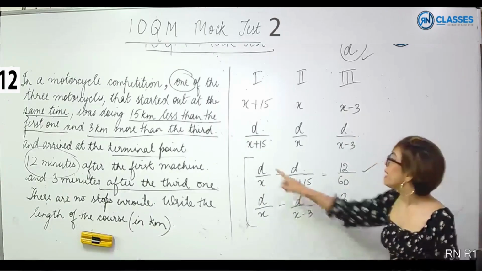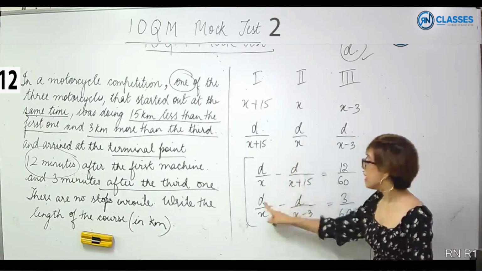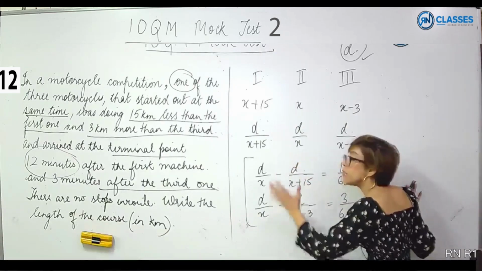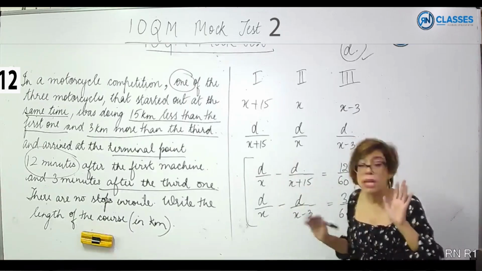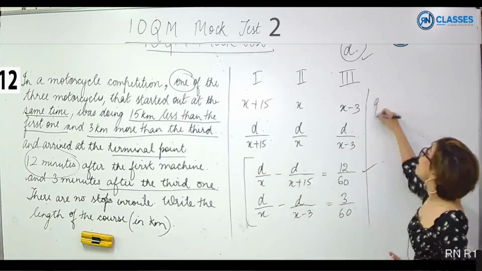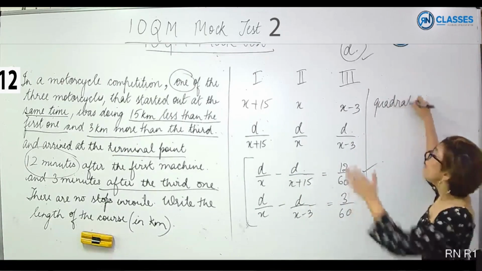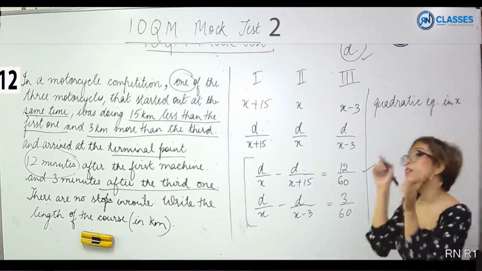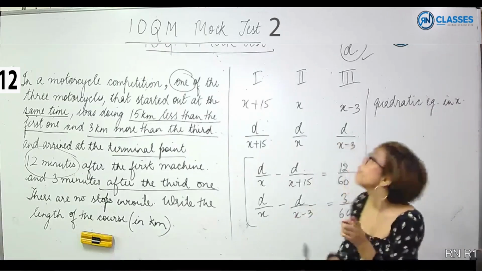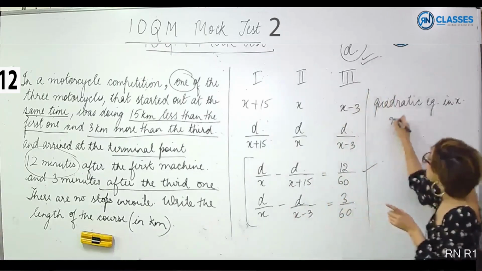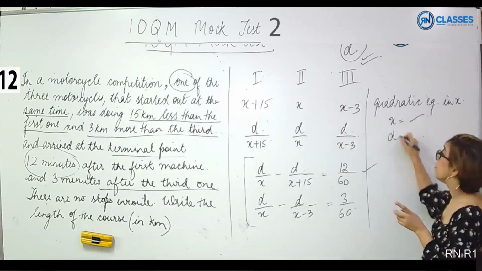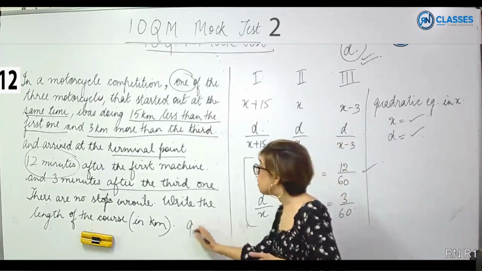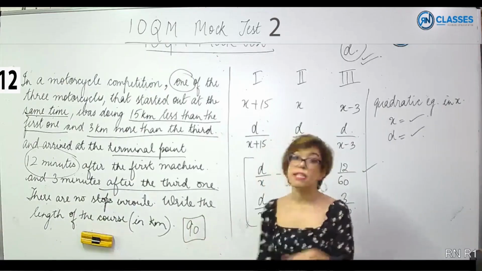How? I can see that d can be taken out common over here and over here. If I divide the two equations, d would be cancelled out. That means I will get a quadratic in x. Right? But we are not interested in the value of x. We are interested in the value of d. So, once you find x, you can find d. Right? And distance turns out to be 90 kilometers in this case. That is why the answer is 9.